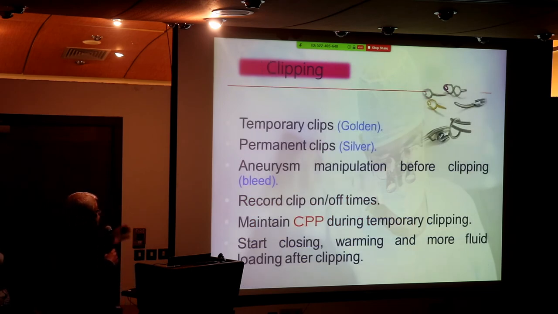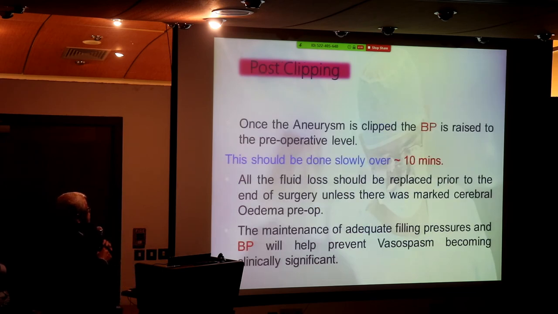There are clips, a golden or temporary clip, then a permanent clip. He puts it on first so he can see, and he warns you. Communication is a golden thing between you and the neurosurgeon all the time, in any case, but specifically in this case, so you know what to do and what he is doing. Aneurysm manipulation before clipping, usually they bleed. Then we have to record the clip time on and off to see if anything happens. Maintain cerebral perfusion pressure at the clipping, then start closing, and hopefully everything is fine.